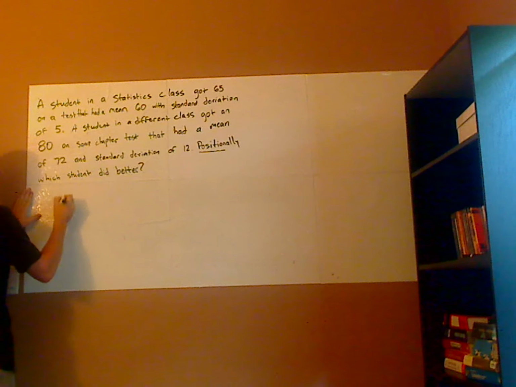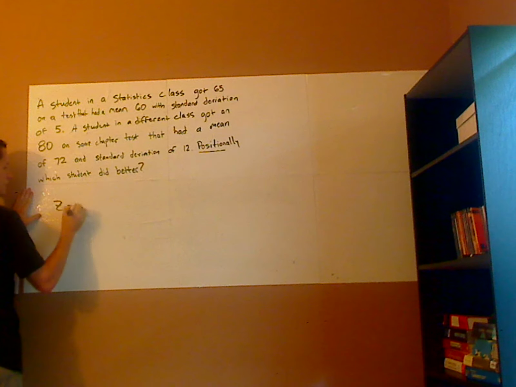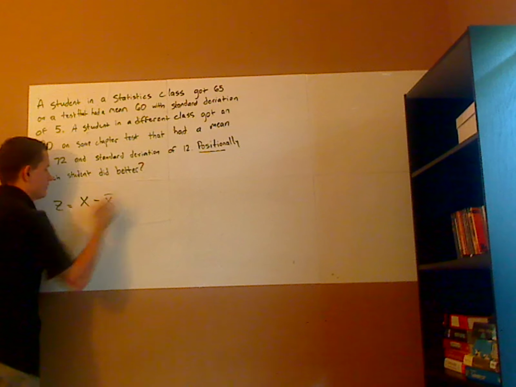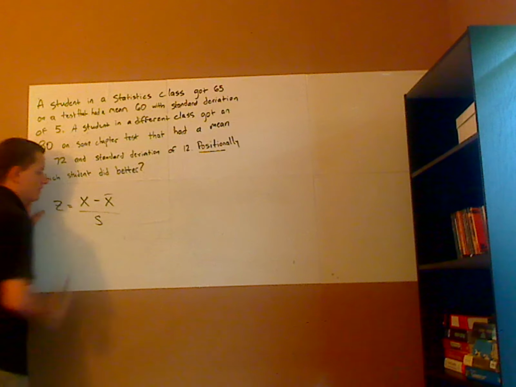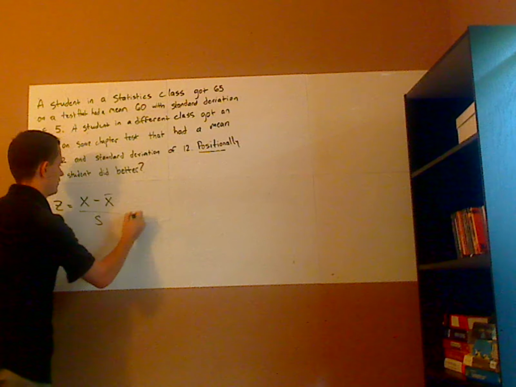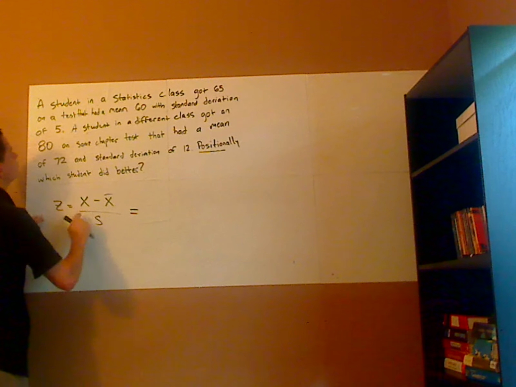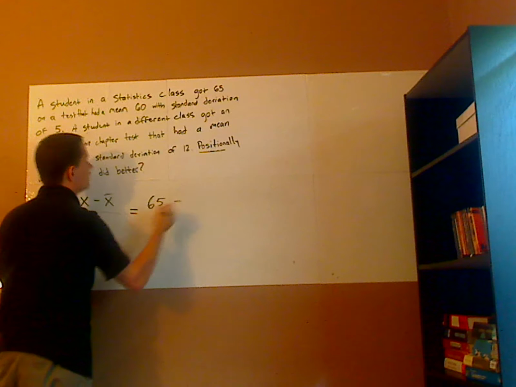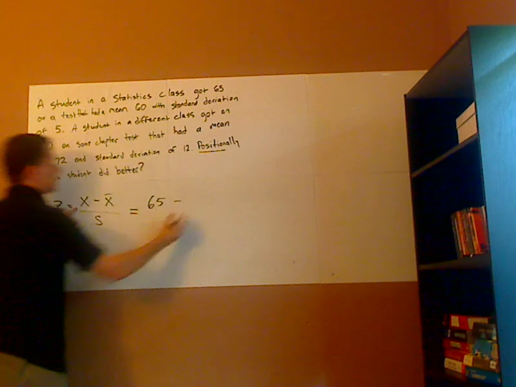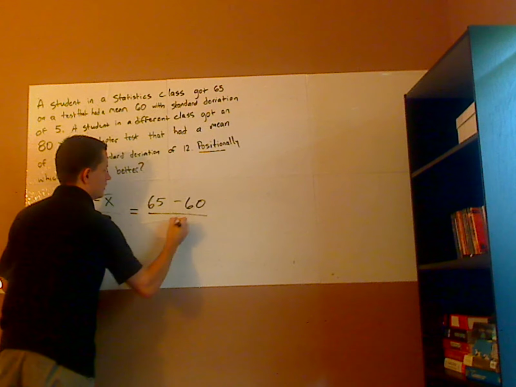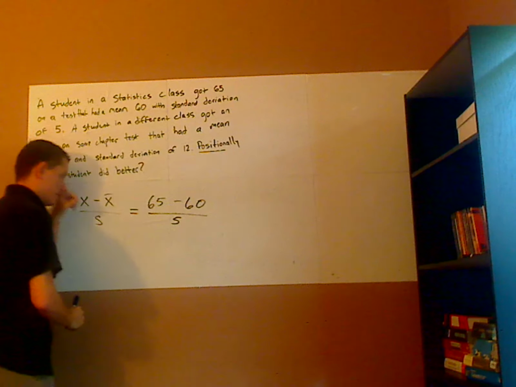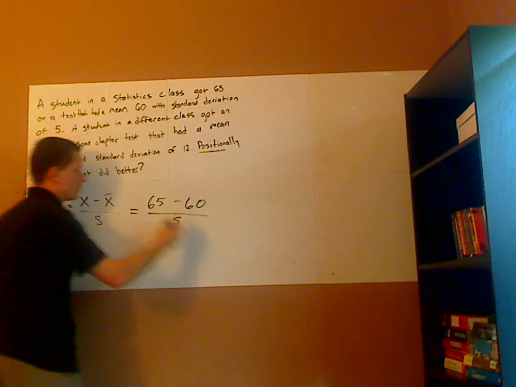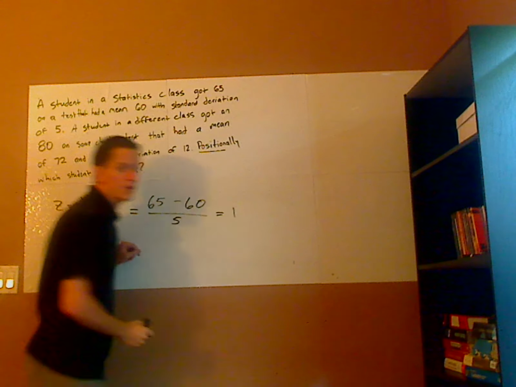So to calculate a z-score, it's the score minus the mean over standard deviation. So the first one got a score of 65. The mean is 60. And the standard deviation is 5. That would be 65 minus 60 is 5. 5 over 5 gives me a z-score of 1.